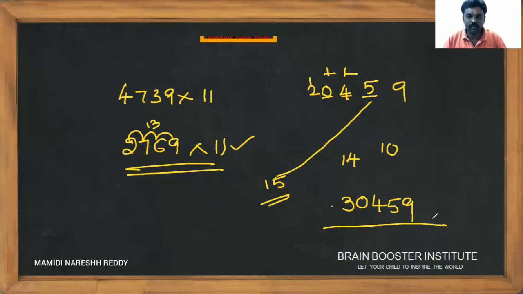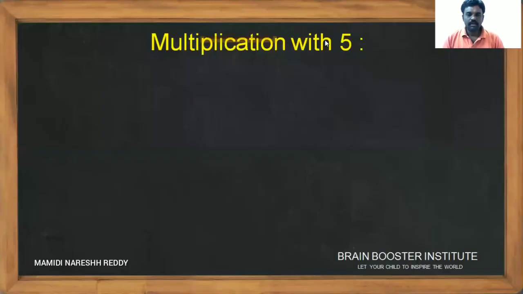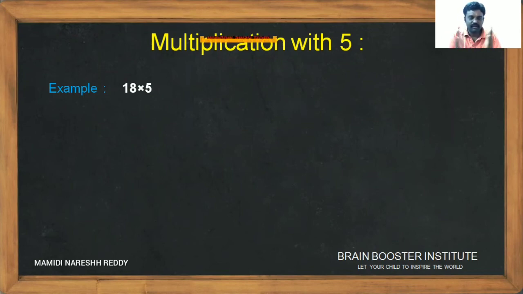Now let's go with another multiplication trick. Now let's start multiplication with 5. Okay. Now let's start with an example. The example is 18 into 5. Okay. It's simple. It also can be multiplied in less time.